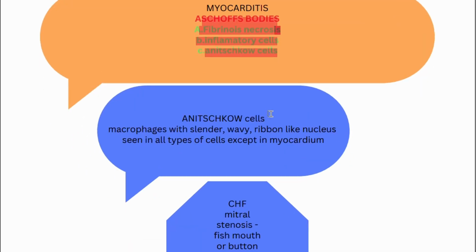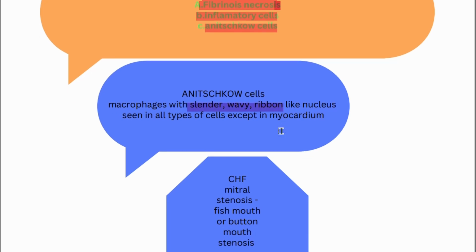So what are these Anitschkow cells? Anitschkow cells are nothing but macrophages, but the nucleus of these macrophages is very different. The nucleus may be slender, wavy, ribbon like. So these are seen in the macrophages.